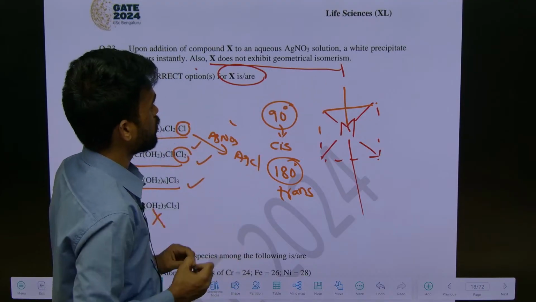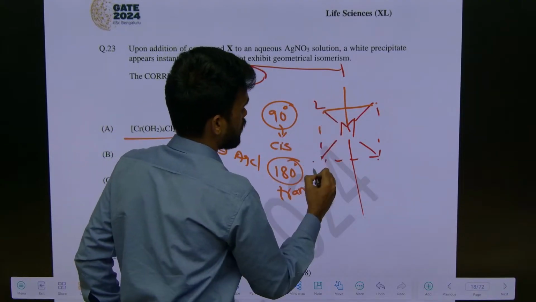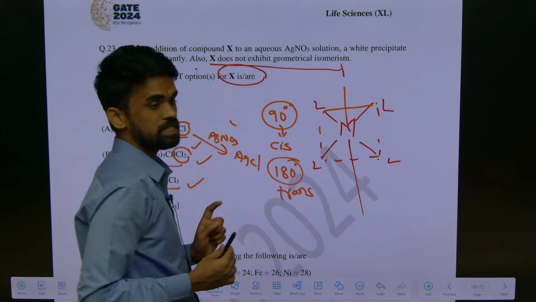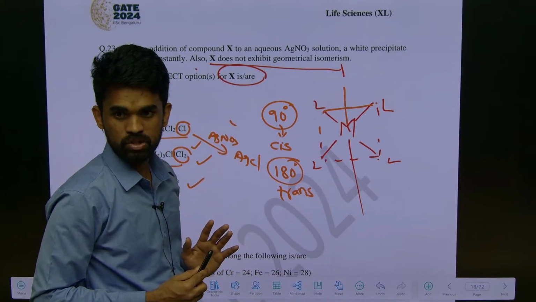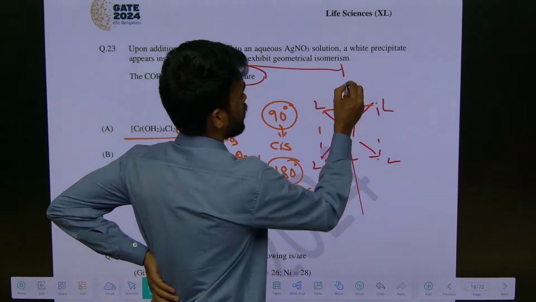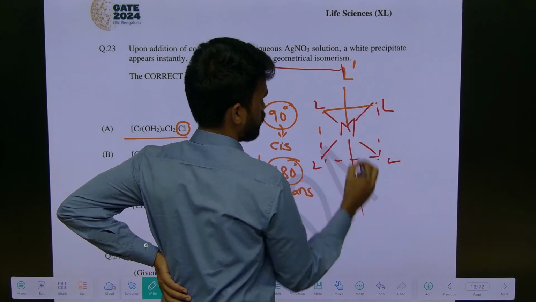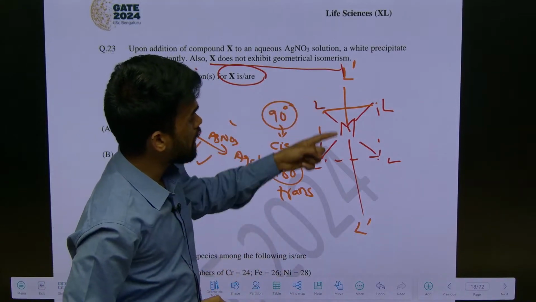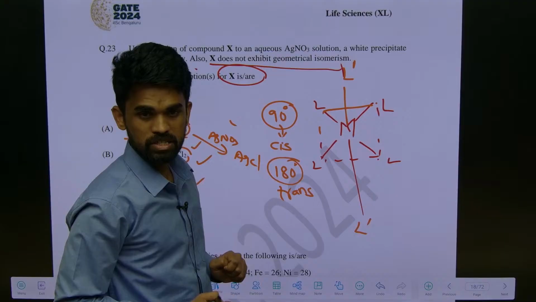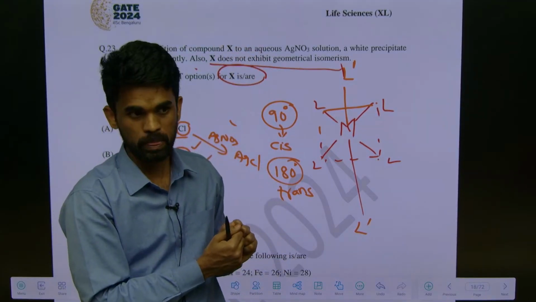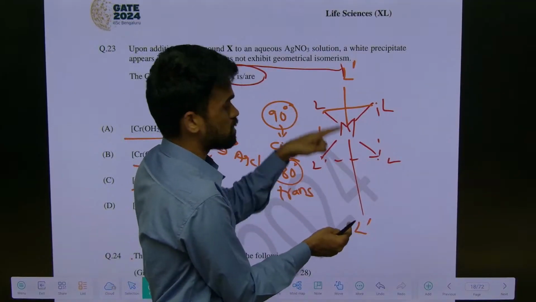Okay, so now what I am doing is placing four ligands. All these red color ligands are cis to each other. Now I am writing L dash with this orange L dash. How are these L dash related to each other? They are 180 degrees to each other, so I can say this is a trans isomer, trans with respect to L dash.